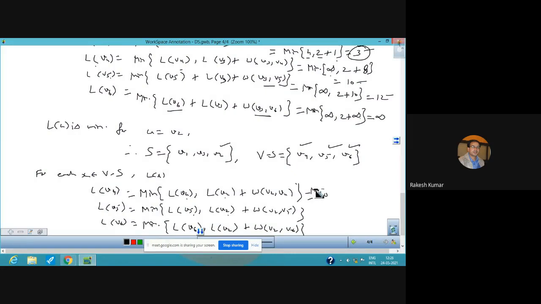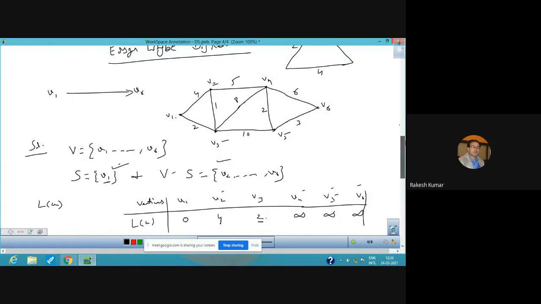So a minimum of 10 comma LV2. LV2 we have already calculated, that is V3, the minimum value, plus the weight between V2 and V4. You just check the graph. The weight between V2 and V4, that is 5. So the 5 value will be used here.